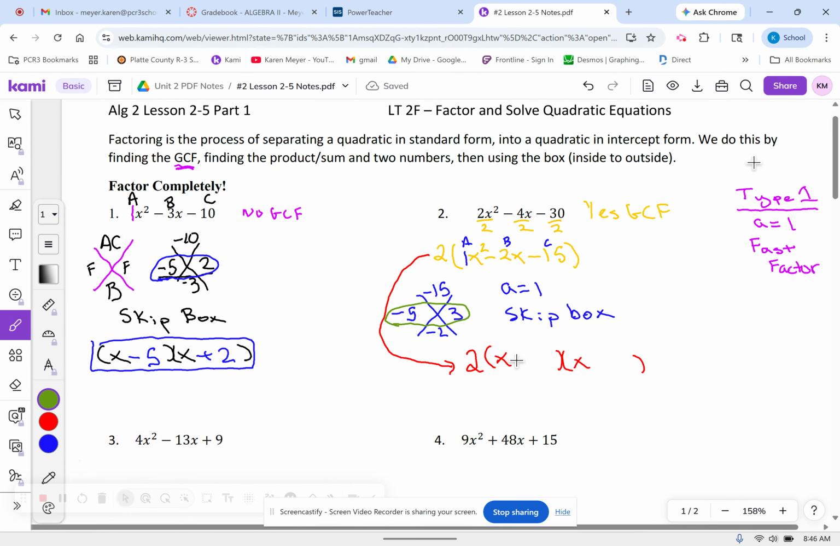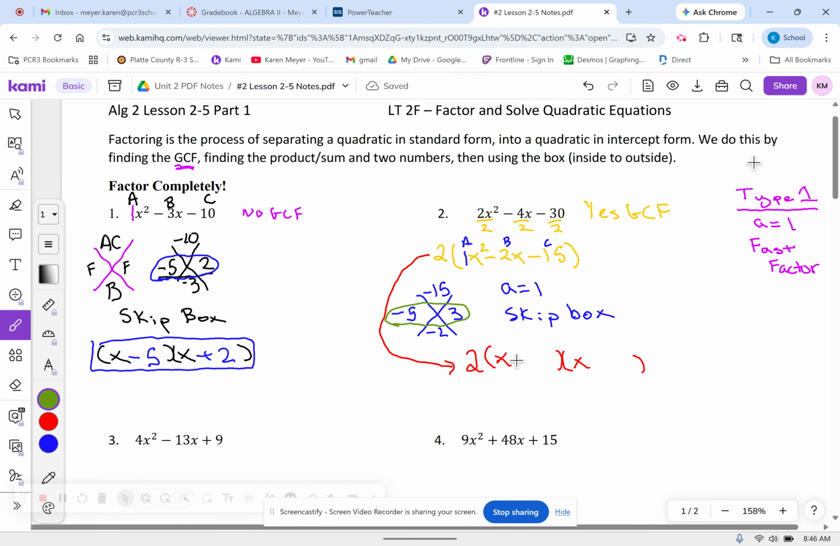So that is our first type, okay? And on your first type, if you have a GCF, it should be GCF, and then x in your first parentheses, and x in your second parentheses. And then inside the parentheses would be your two numbers that you have on the side of your x.